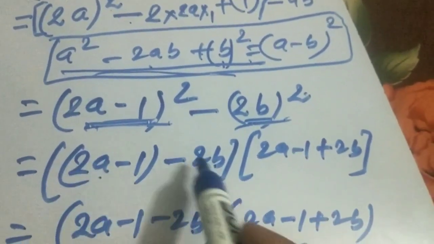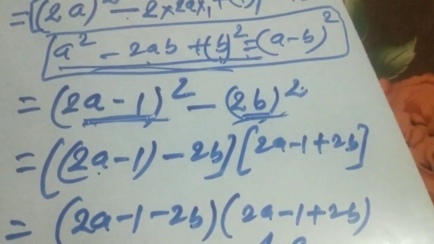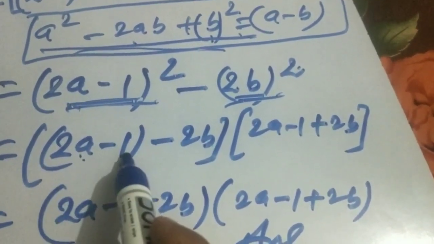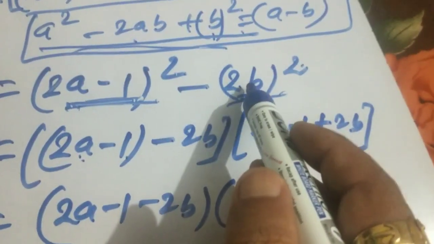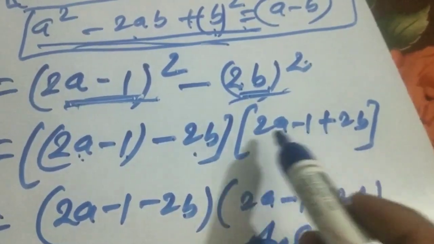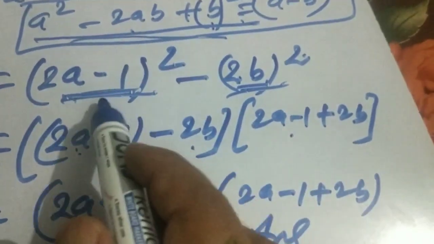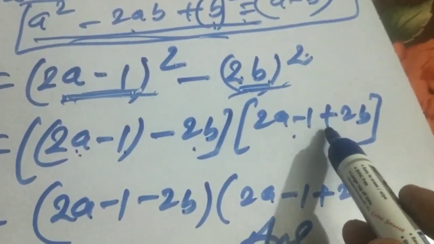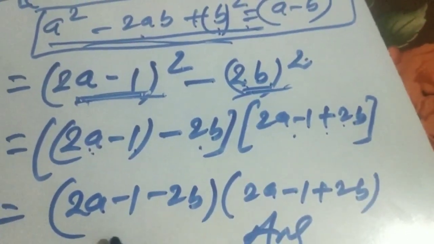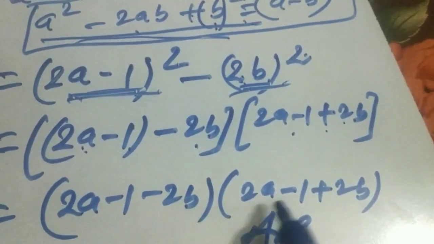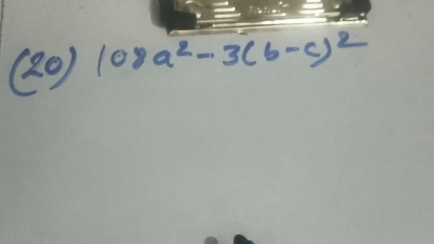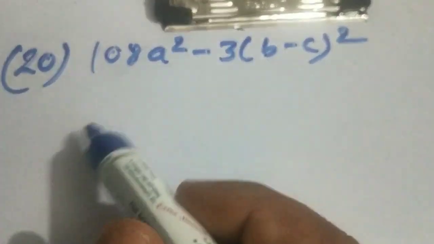Then you have to factorize it, a minus b, a plus b. At the place of a you have to write 2a minus 1 minus b, at the place of b you have to write 2b, and again in another bracket you have to write a, that is 2a minus 1, and plus b, that is at the place of b there is 2b. So this will be 2a minus 1 minus 2b and 2a minus 1 plus 2b. This is the factorization. Now let us see question number 20.